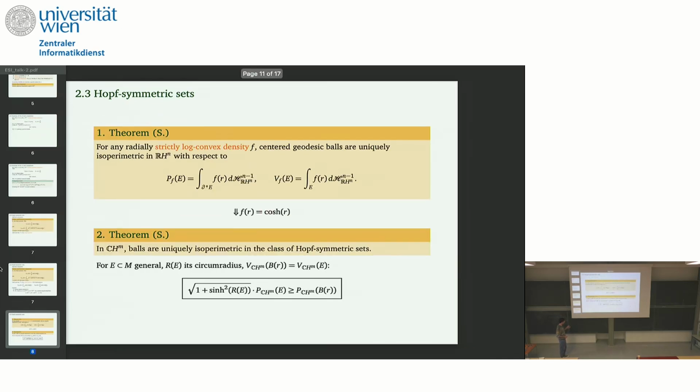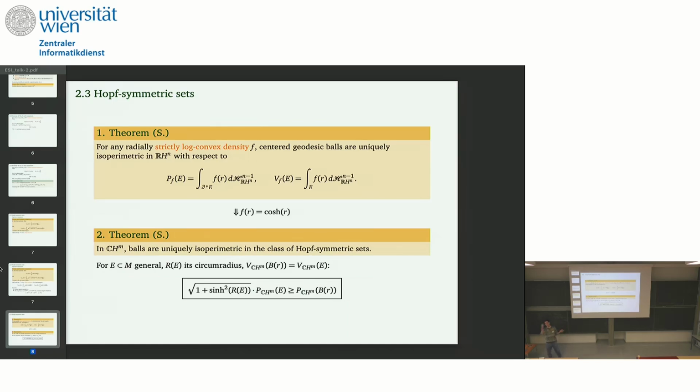Right. And so if we are able to prove this theorem here, that for any radially strictly log convex density F, centered geodesic balls are uniquely isoperimetric in the real hyperbolic space with respect to the weighted perimeter and weighted volume, then, taking F equal to the hyperbolic cosine, we prove that in the complex hyperbolic space, balls are uniquely isoperimetric in the class of Hopf symmetric sets. Right? And also, you can get some kind of suboptimal result for general set E.